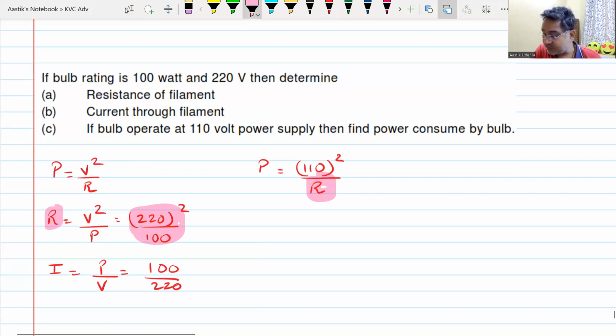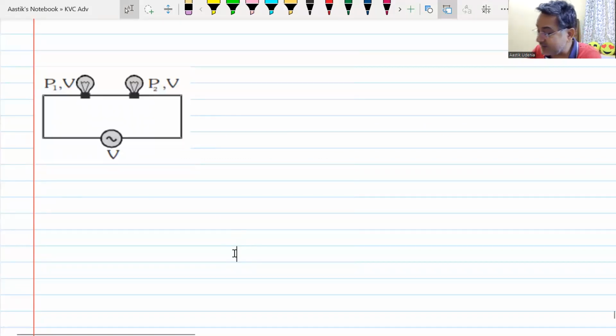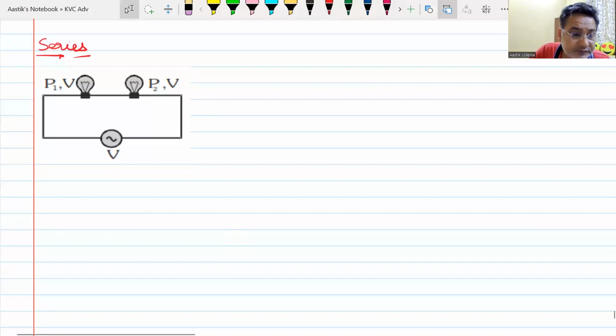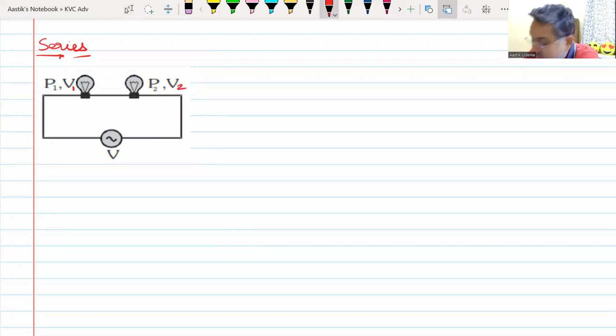Now, in many cases, you can have questions like this. They ask you which bulb will glow bright, which bulb will glow slow, and so on. They connect the bulbs in series, and then they ask which bulb will glow bright and which will glow slow. Now, in series combination, the power consumed by the bulb, the voltages would be different, but the current would be same.